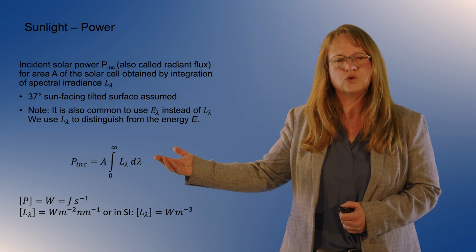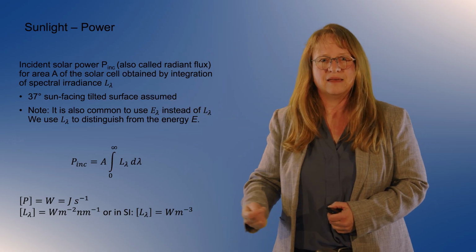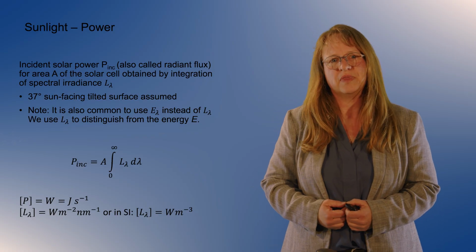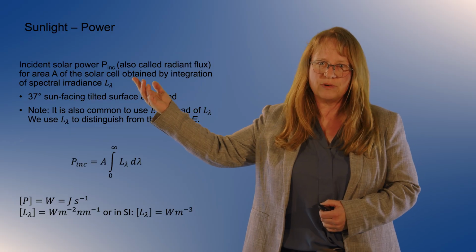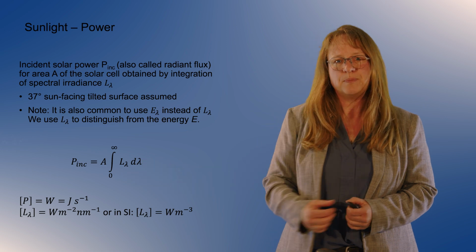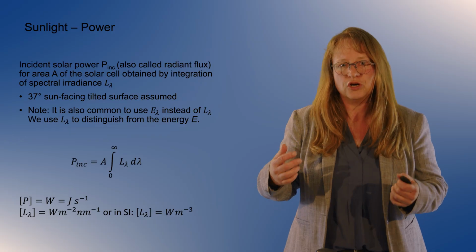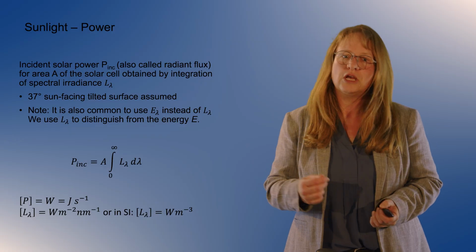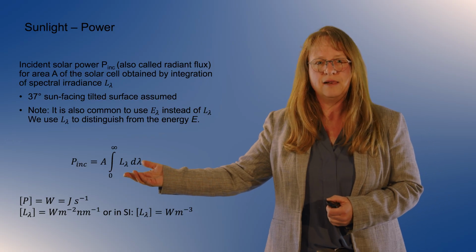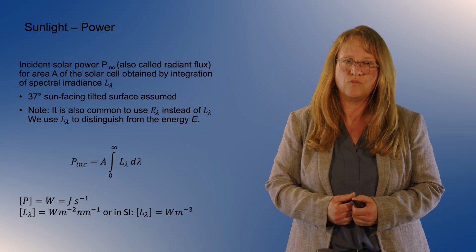So if we want to calculate the total power that is incident, that is the P_inc, the incident power, then we need to integrate over the spectral irradiance. And the spectral irradiance I called here L sub lambda. The spectral irradiance is also often called E, but E we also call the energy, and in order to not confuse the energy with the irradiance, I call the irradiance here capital L. And L lambda is then the spectral irradiance, that is the irradiance per nanometer wavelength.